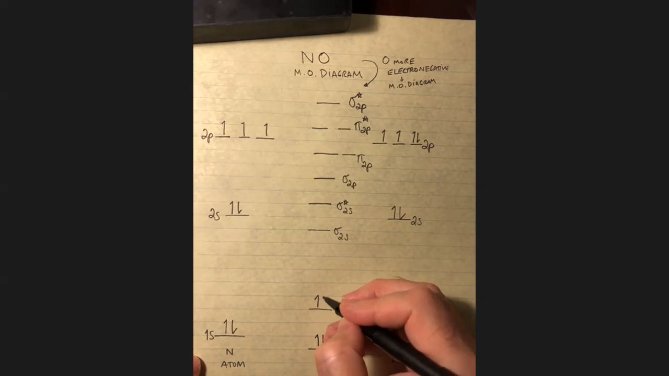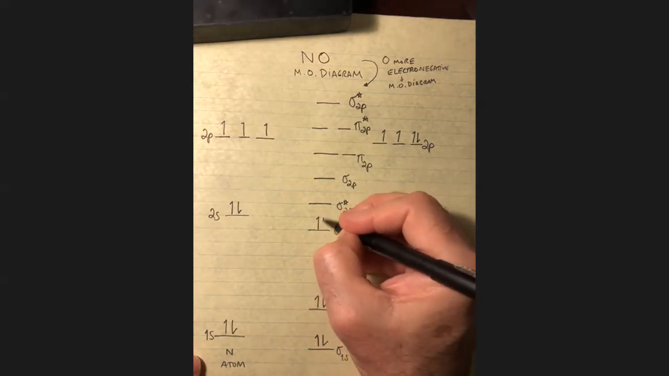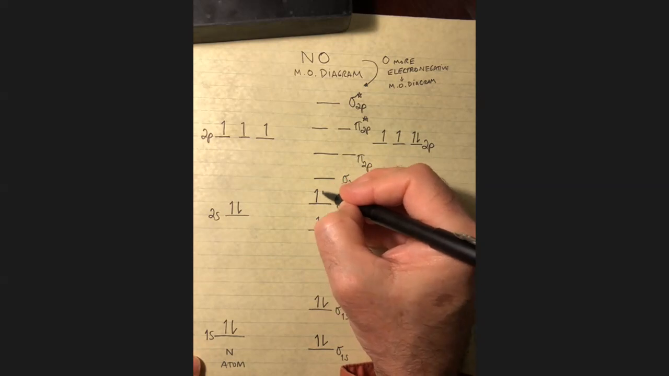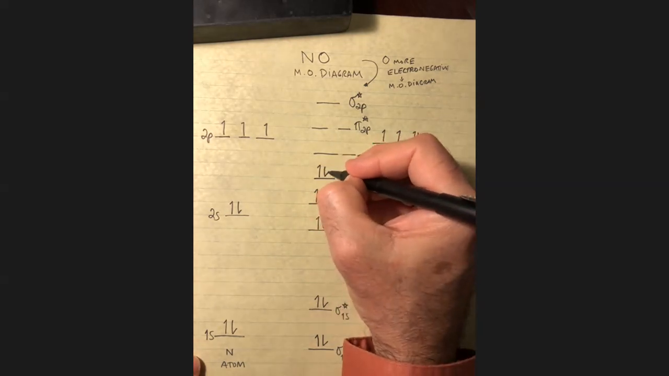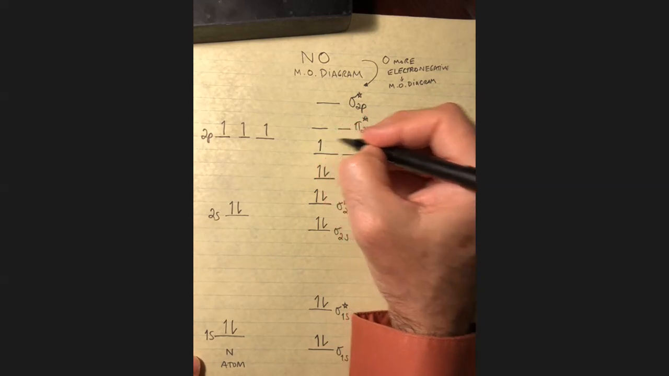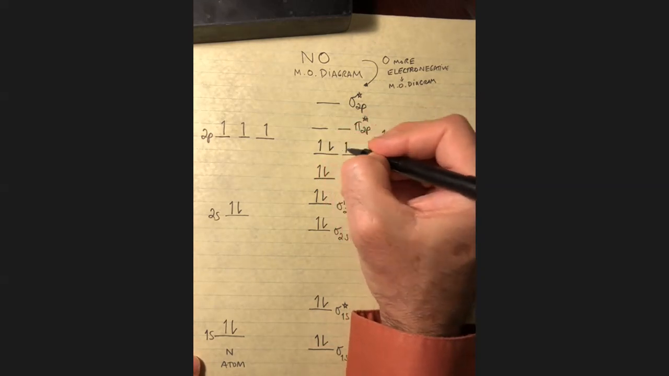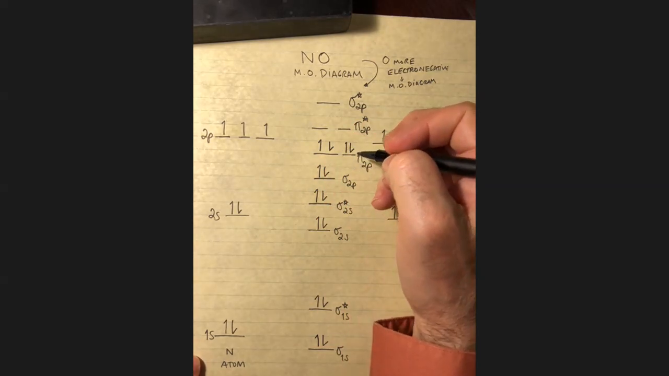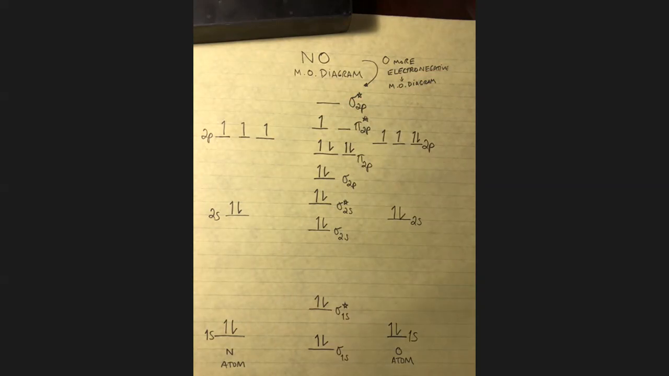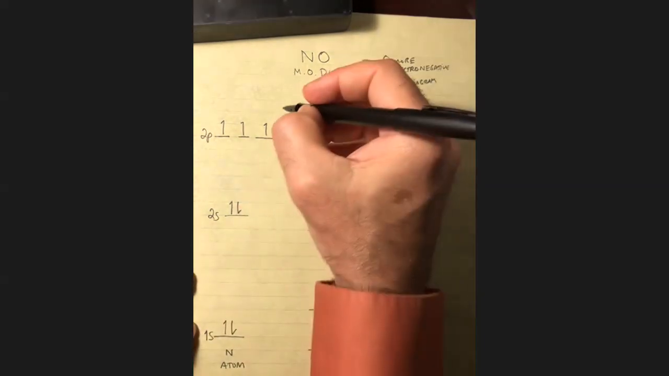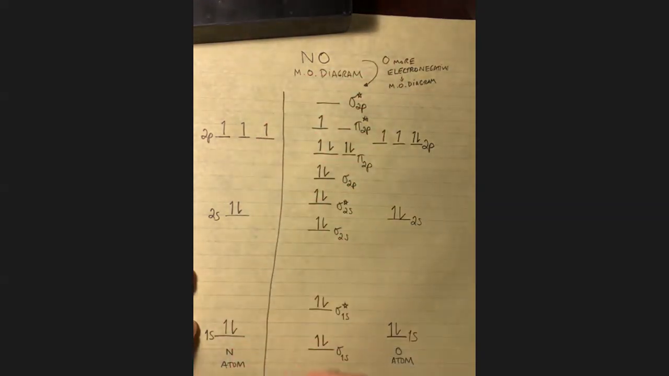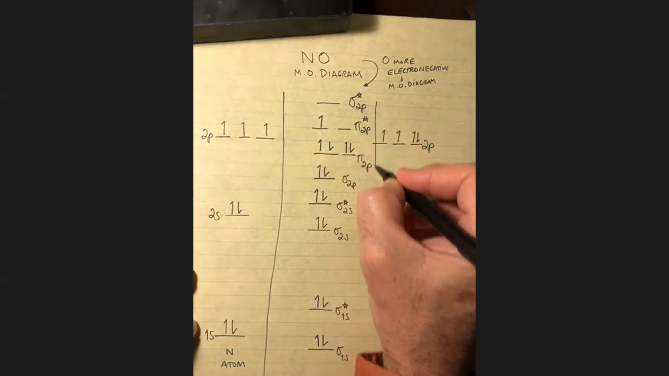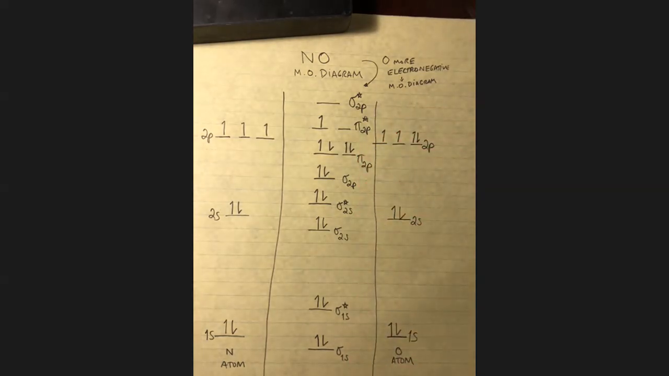2, 4, 6, 8, 10, 12, 14, 15. So that is our molecular orbital diagram for the molecule of nitrogen monoxide. Let me block these off so we can get a more highlighted view of the molecular orbital diagram.